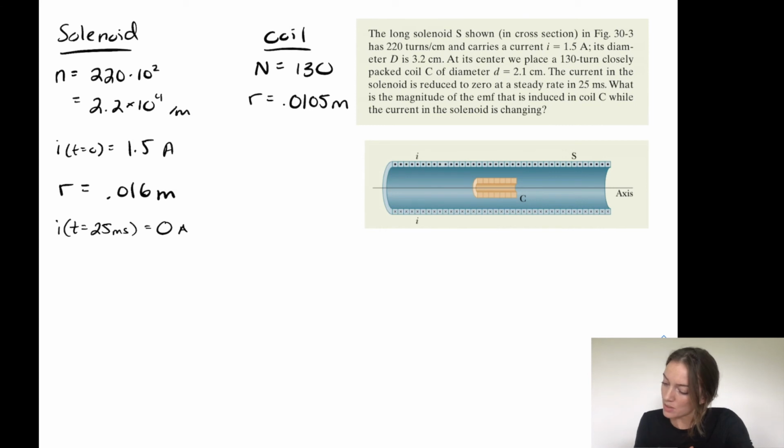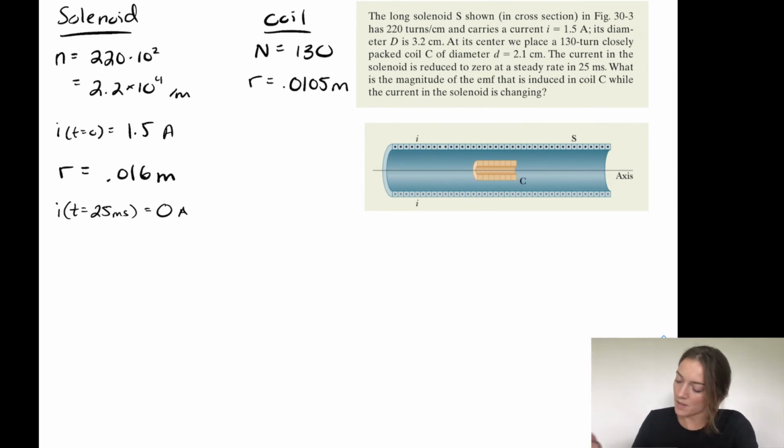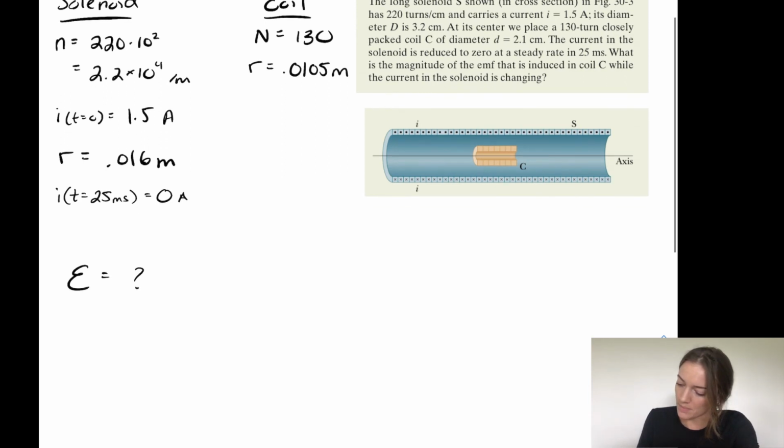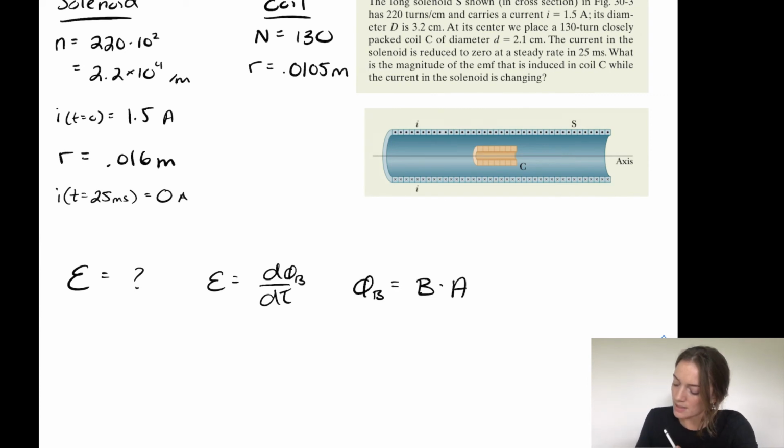What is the magnitude of the EMF that is induced in coil C while this current in the solenoid is changing? So we just need to know the EMF here, since we just want to find the magnitude. So the EMF is equal to what? The EMF is equal to d/dt of the magnetic flux, and the magnetic flux is B dot dA. So this is the area of the inner coil, that little coil there. We're looking at the flux through that inner coil, so the area that we plug in here is the area of that thing that we're measuring the flux through.